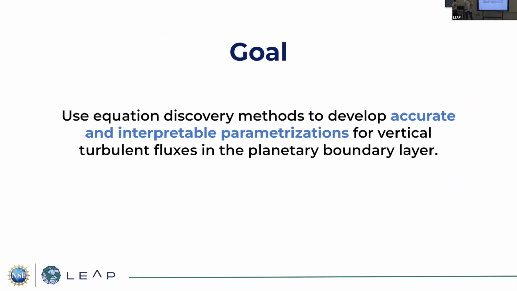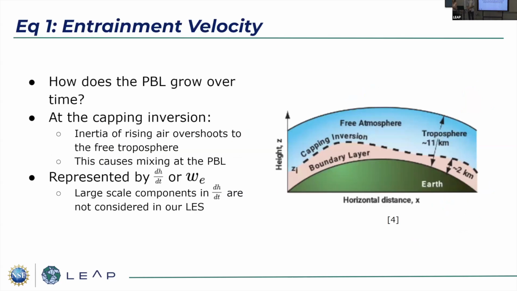The next part of our goal is to use accurate and interpretable parameterizations. So the first thing we wanted to model in the boundary layer is entrainment velocity, and that basically answers the question, how does the PBL grow over time? Greta earlier mentioned this capping inversion. So it's in this graphic, it's C, and for our case, we use H as the height of the boundary layer, and over time, it'll grow and it'll shrink with the Earth heating and cooling.